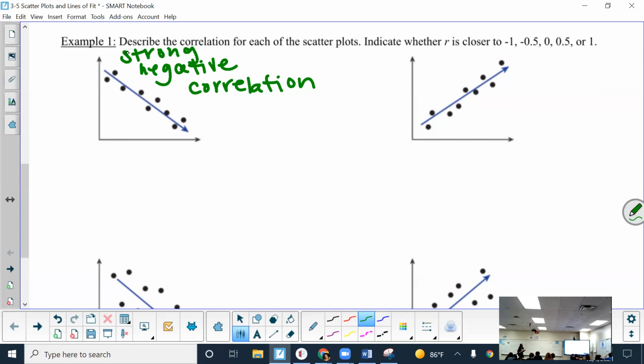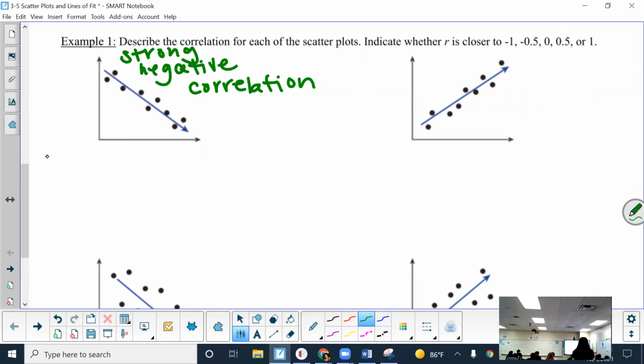It is strong, but I haven't heard the correct reason why. The correct reason why is because it's really close to being in a straight line, right? I mean, it's not exactly, but it's close. So these lines that are drawn through the data are called lines of fit. We'll talk about those more on the back side, but the closer it is to that line, the stronger it is, and the closer to 1 it probably is.